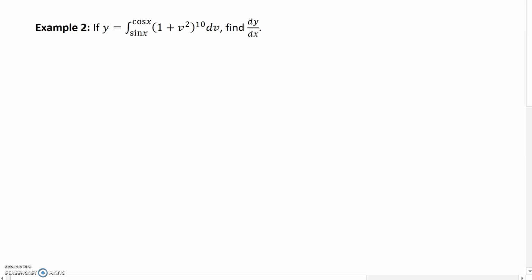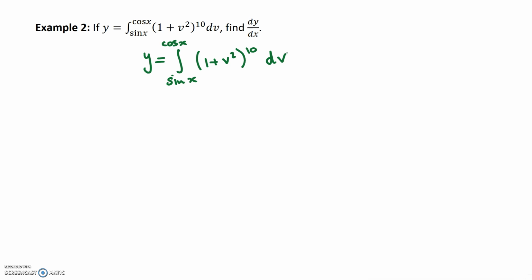Welcome to this second example on differentiating integral defined functions, and this function is y is equal to the integral from sine of x to cosine of x of (1 plus v squared) to the power of 10 dv. So identify three things: the bottom limit, the top limit, and the actual function which is given by the integrand.